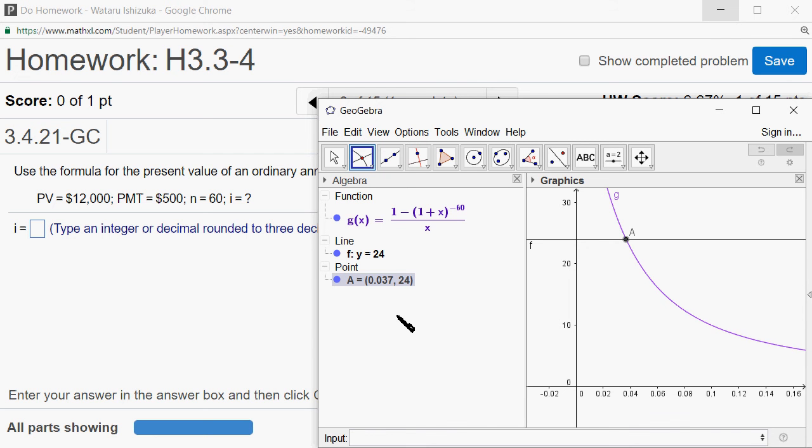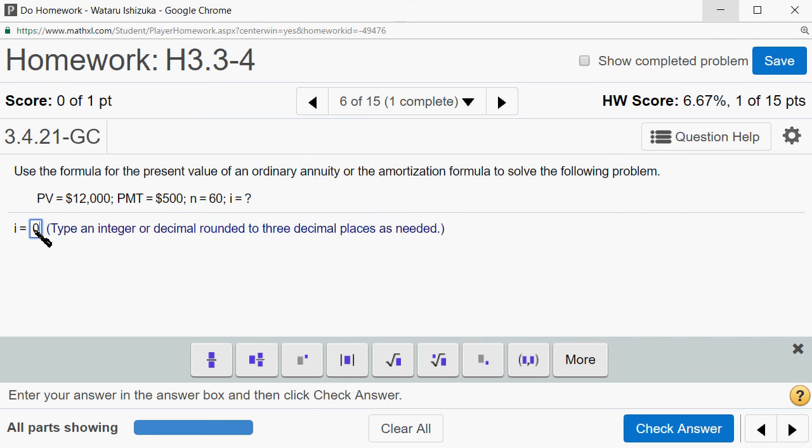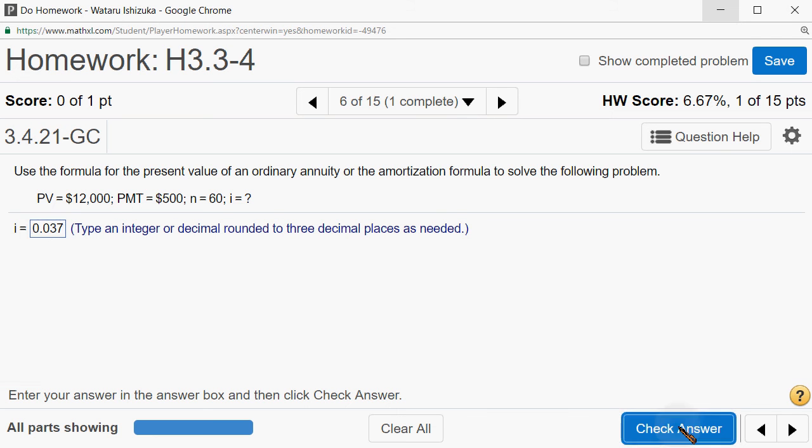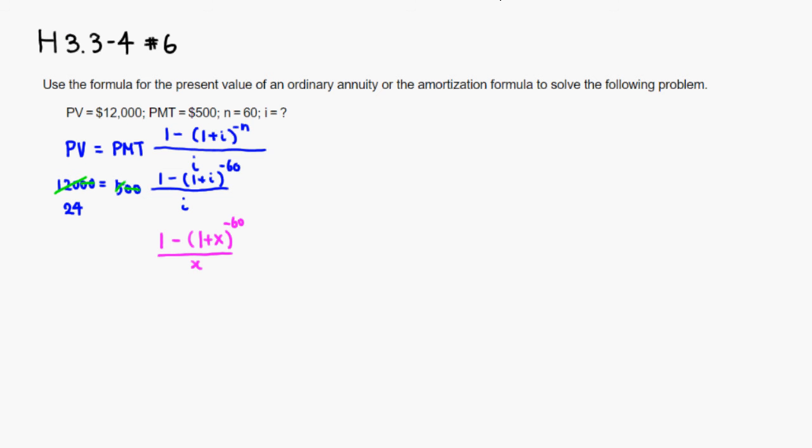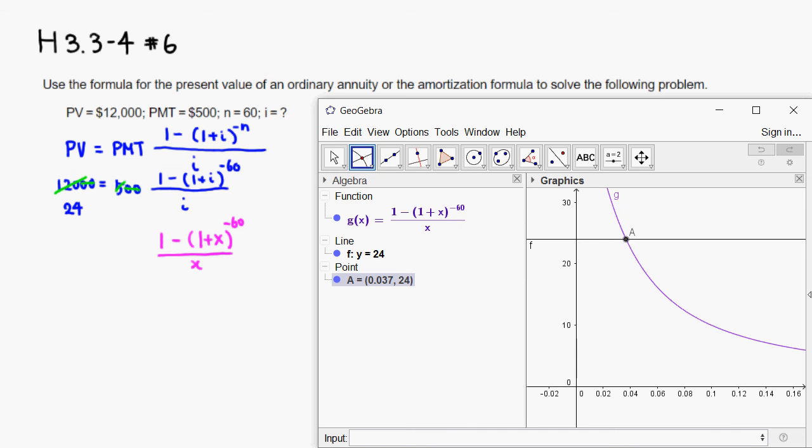Right, so it looks like the x value, which is really the I value, is 0.037. So let's type it in. 0.037. Right, check the answer. Right, we got that. Right, that's it. I hope that this was clear.